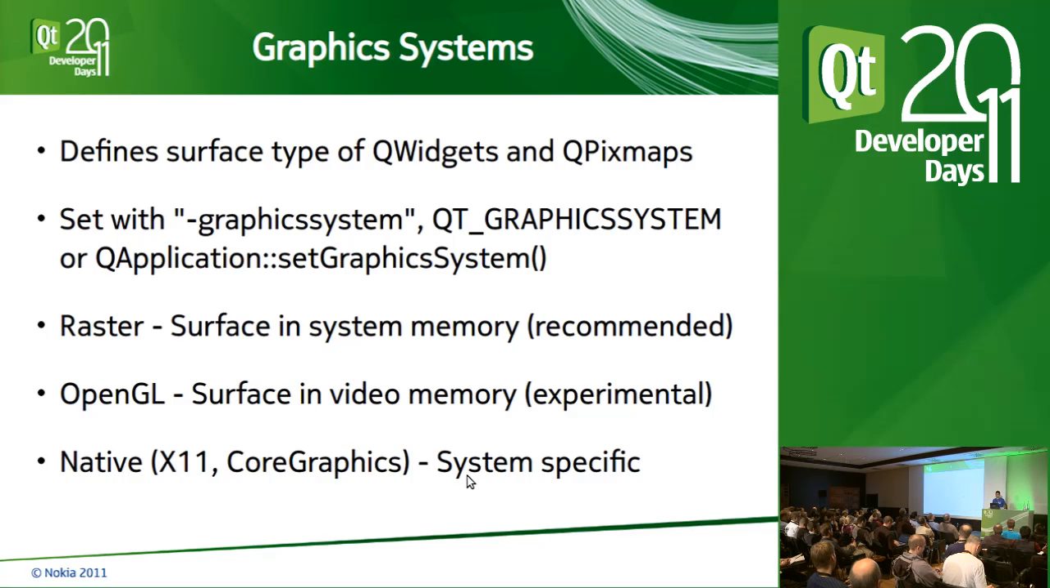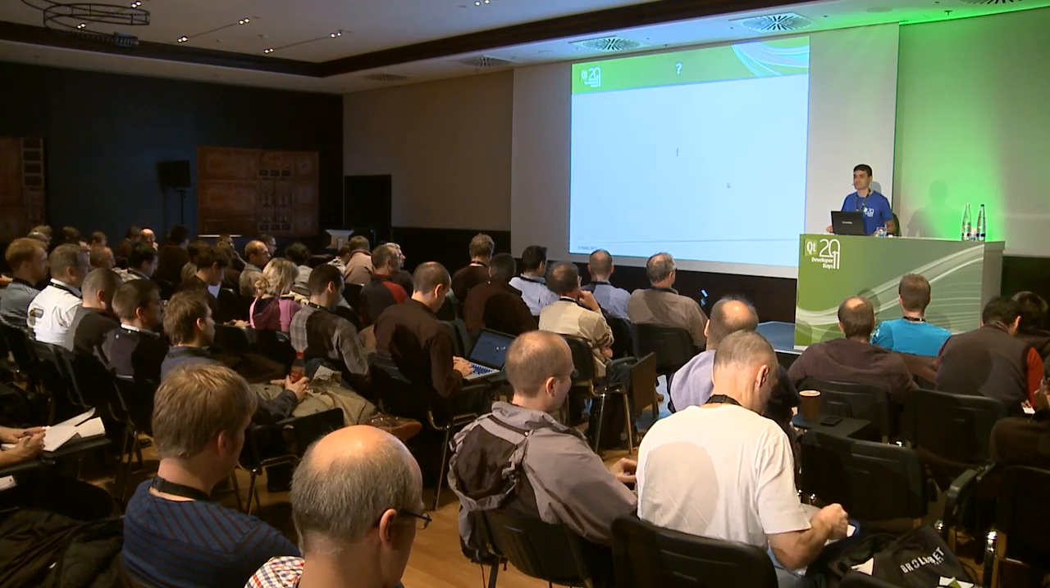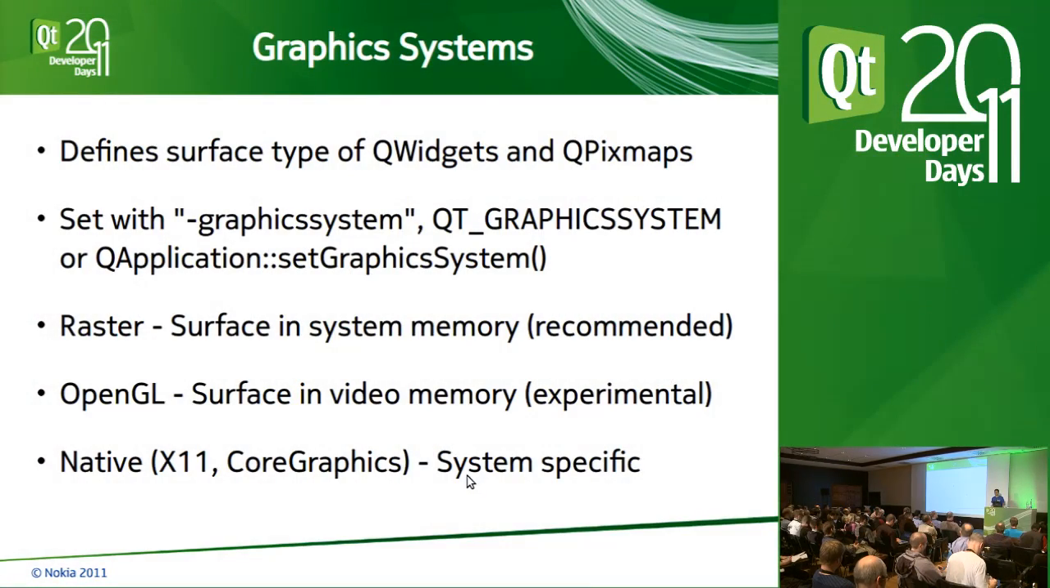We recommend using the Raster graphic system. We have seen that the paint engine that is related to the graphic system supports all the features, and it is often faster than using the native one. The OpenGL graphic system is experimental, and I do not recommend using that. Instead, I recommend using the Raster graphic system and the OpenGL paint engine explicitly.